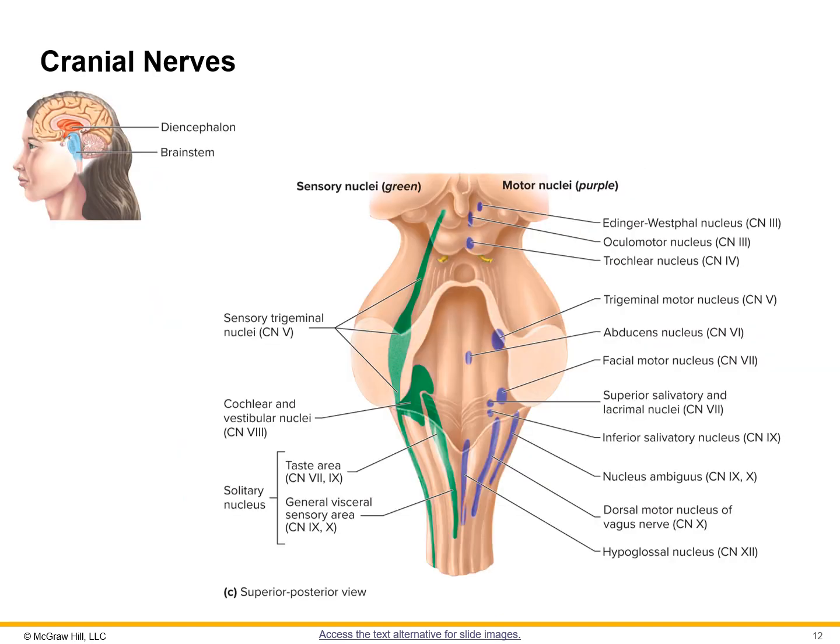Now, our cranial nerves, and we'll come back to these later at the end of the chapter. We have multiple cranial nerves that are going to be coming off the diencephalon and the brainstem, and we'll be talking about each of them and what they do. There are 12 cranial nerves, and they are all coming off of this region that's mainly found in the brainstem.